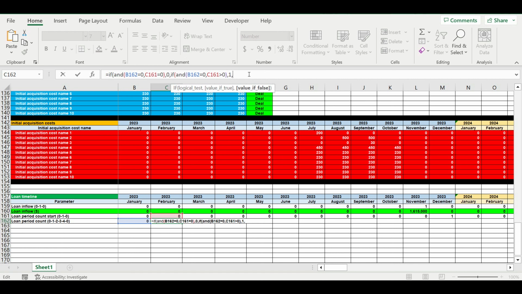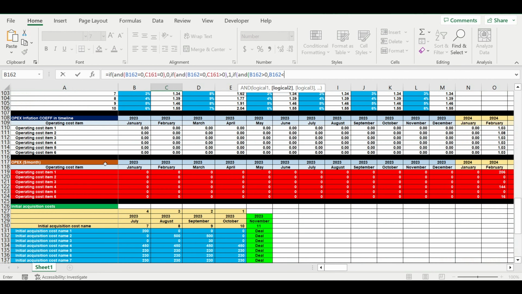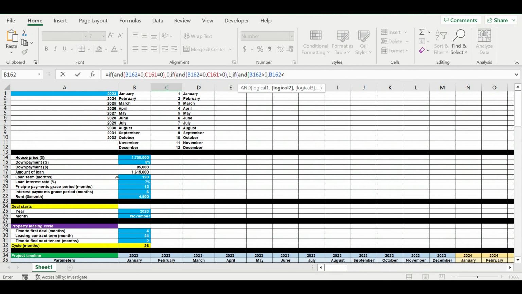Then if and this value is more than 0 and this value is less than the period of loan, and the loan term is 120 months, then we will add 1, otherwise we are finished and we stop counting the loan period.